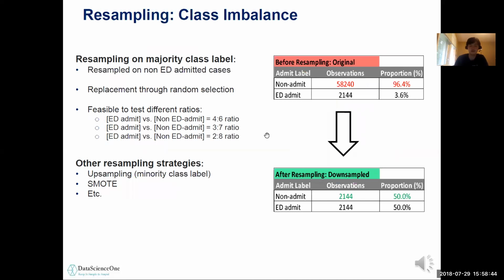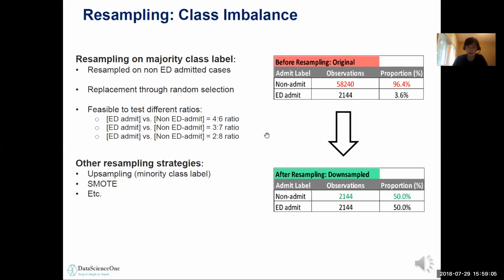So now moving on to resampling. Earlier, I mentioned that our data set is highly class imbalanced because 96% of them are non-admitted cases, and only 4% of them are ED-admitted cases, which is a huge problem when we are training a model. In order to address this problem, we're going to execute resampling strategies.